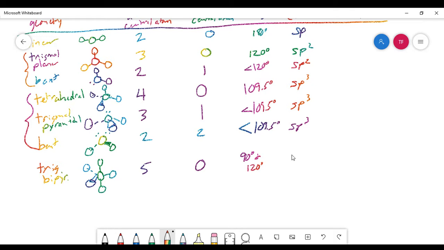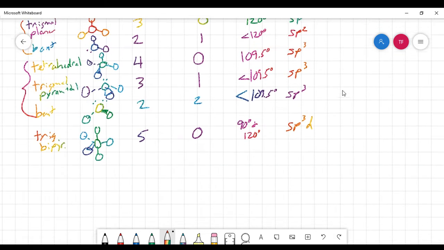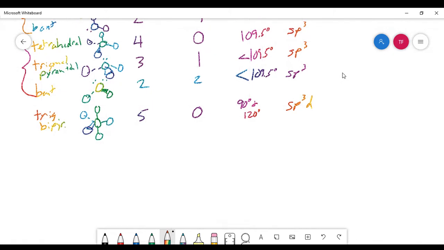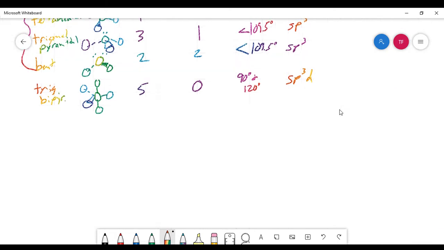This type of hybridization is called sp3d, because now d orbitals are getting involved in this type of molecule. If you expand the octet, that means electrons are jumping to d orbitals, and that's why the d gets involved in the hybridization. Again, more about that in a later video. Related to trigonal bipyramidal is our seesaw shape, which of course is a fan favorite for names.